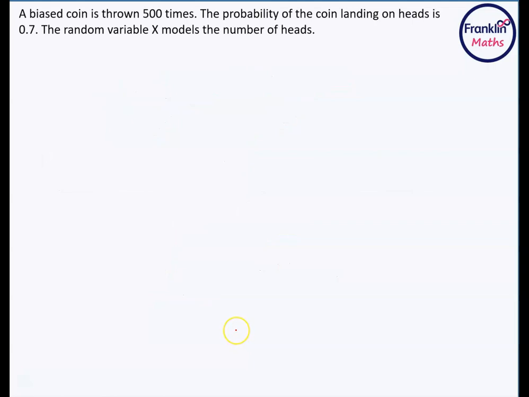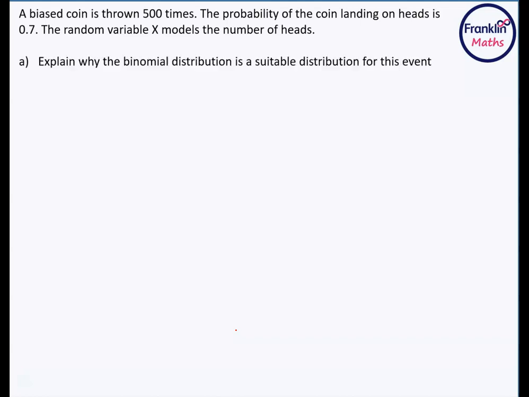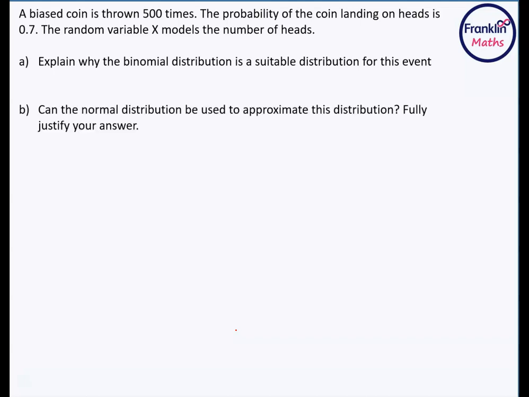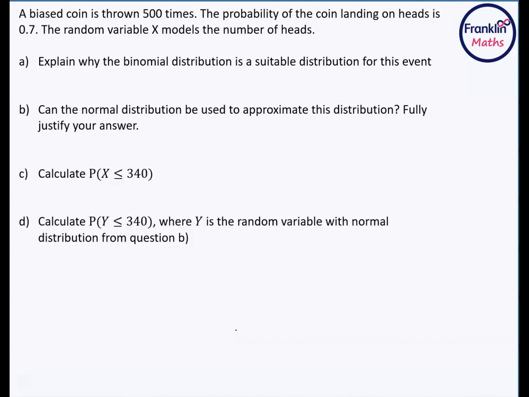Okay, so I've got a biased coin. I'm going to throw it 500 times. The probability to land on heads is 0.7, and we're going to model it and then work on it. So A is why can this be binomial? B is could the normal distribution be used? Can you justify it? C is then to work out a probability. D is also to work out a probability, and E is to explain why C and D are different. So let's work through those. If you want to pause the video, jot those down now, or you can watch me do it. Anyway, it's up to you. But just look at the structure of the questions here. It looks like an exam question.